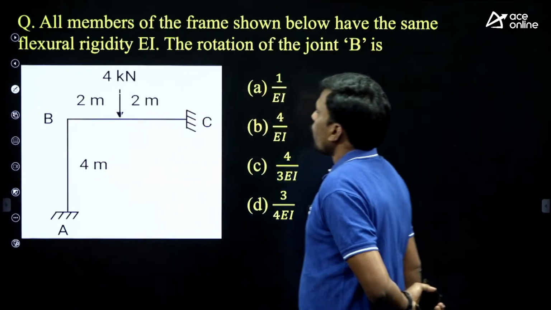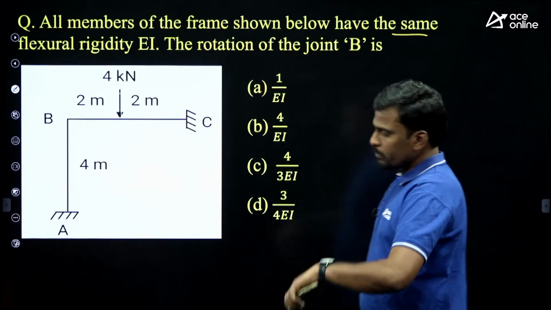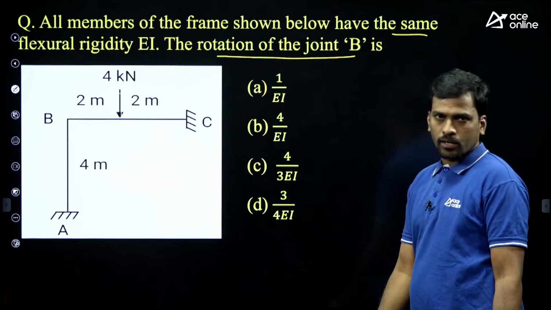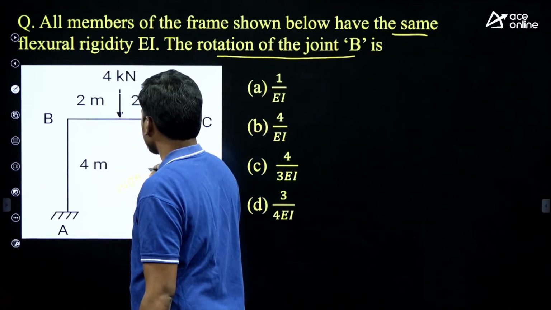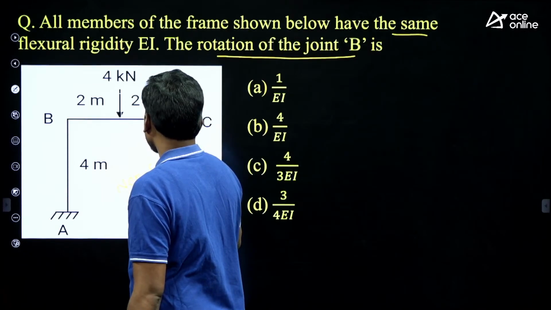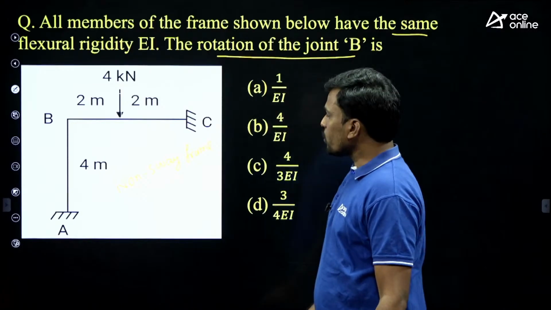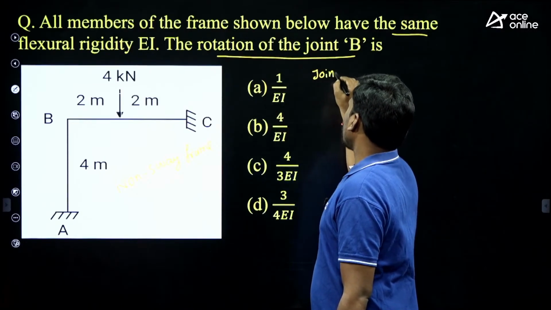Next, all the members of the frame shown below have the same flexural rigidity EI. The rotation of joint B is? Students, this is a non-sway frame, right? So how to find the rotation at B? Use the joint equilibrium equation at B.